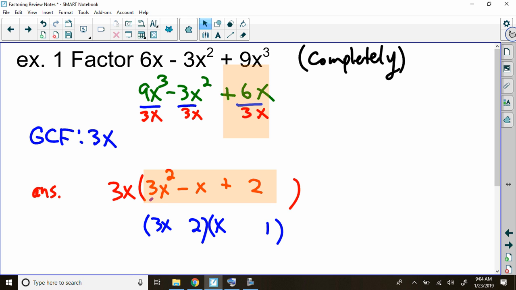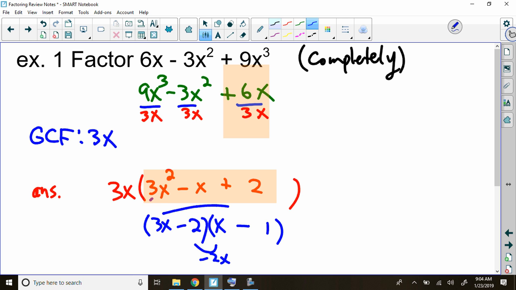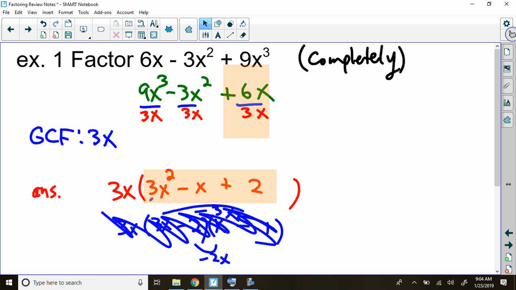My signs in that trinomial are minus plus, which means the signs would both have to be minus. So this would have to be a minus, and this would have to be a minus. This is going to make minus 2x. This makes minus 3x. Those don't add up to minus x. So all that work was for nothing, and it doesn't factor any further, and we're done. But I had to check, because it could have. It may have. It didn't, but it may have.